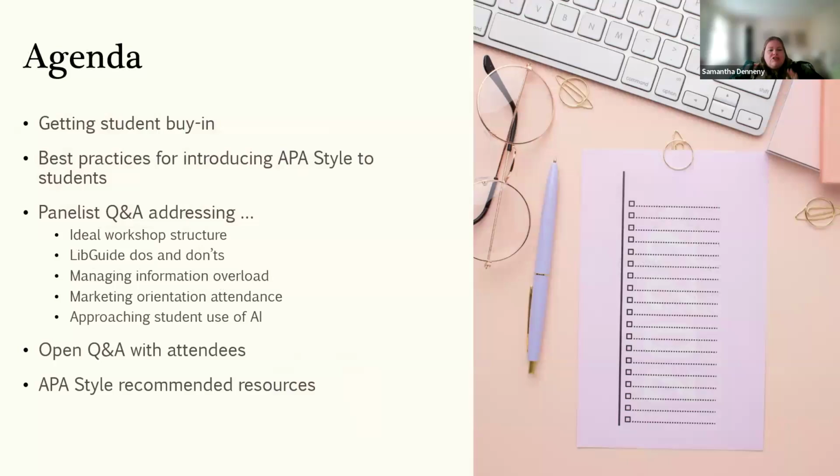So today we're going to spend the majority of the time with a panelist Q&A, but we'll start with some tips for teaching students in your library orientation about APA style. After we have our conversation on getting student buy-in and best practices for introducing APA style, we'll go into our panelist Q&A addressing ideal workshop structure, LibGuide do's and don'ts, managing information overload, things like that. And then we'll have an open Q&A if you guys have any questions that aren't directly addressed in the panelist conversation. Then we'll talk about some recommended resources.